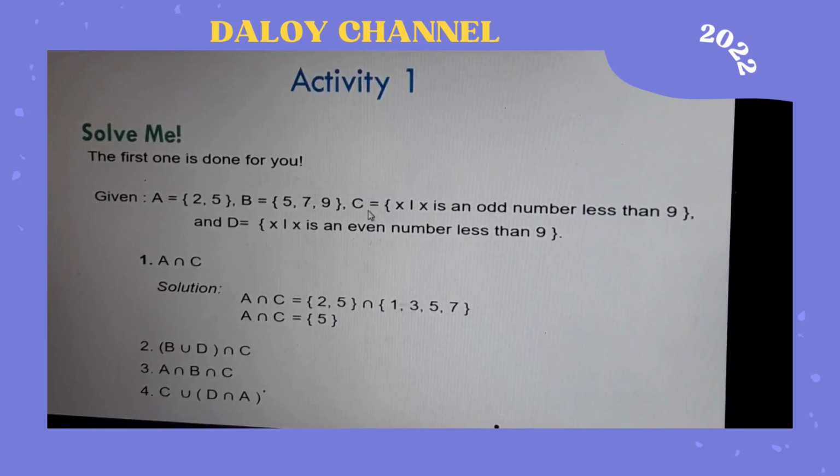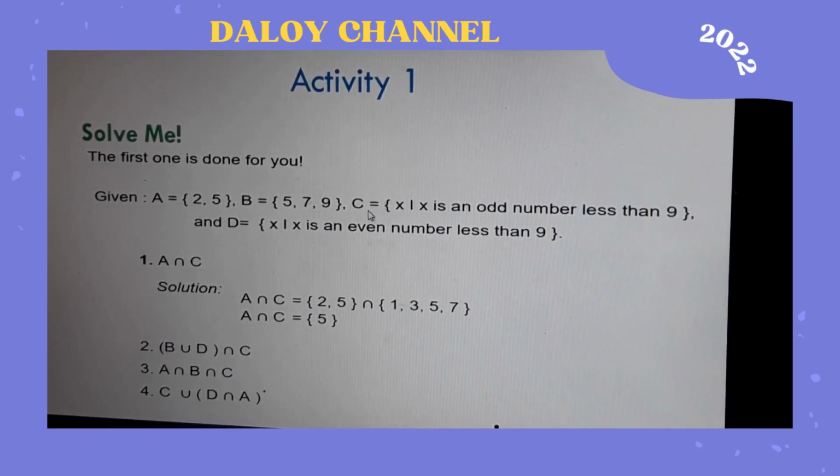So again, you'll be given time to answer activity 1 for this particular topic. Considering the given sets, you are required to solve or to show your steps in identifying exactly the requirement for each number. So we perform first number 1 to serve you as an example.